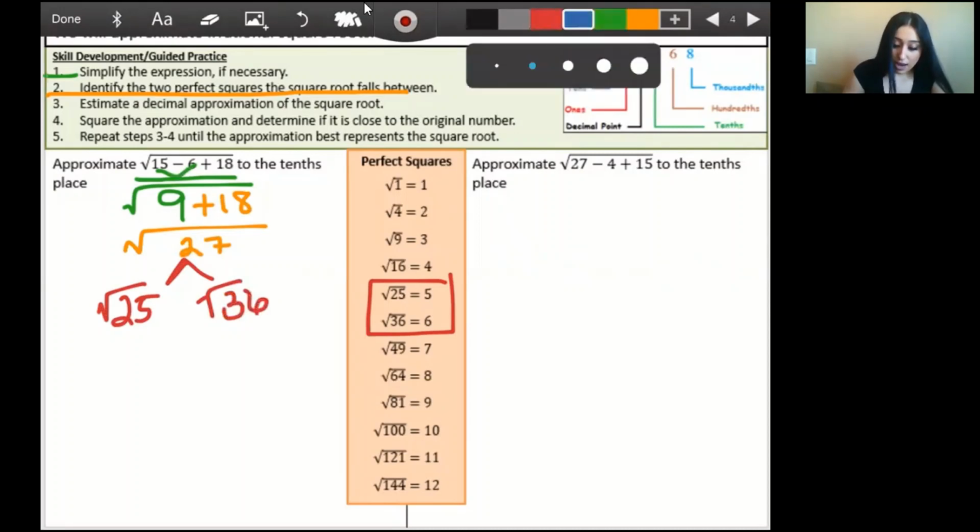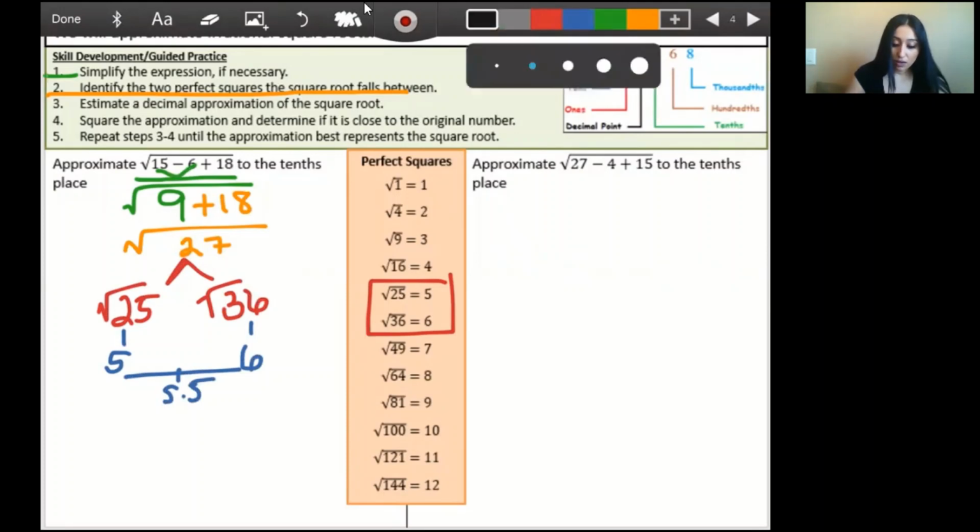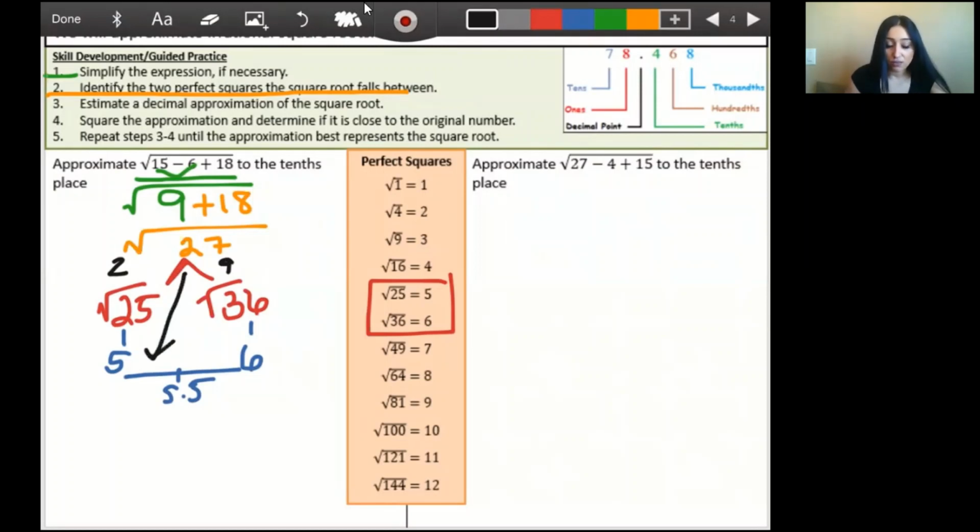So next, I know that the square root of 25 is 5 and the square root of 36 is 6. I'm going to draw my number line. Right down the middle, I have 5.5. Now, what helps me figure out where it falls in between each section is counting the units. So the square root of 27 is 2 units from the square root of 25. The square root of 27 is a total of 9 units from the square root of 36. So I know because it's closer to the square root of 25, it has to fall somewhere in this section.